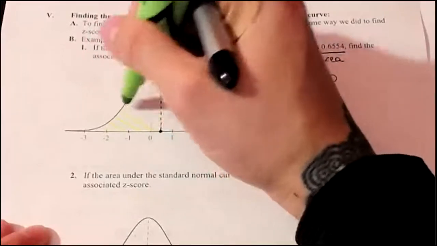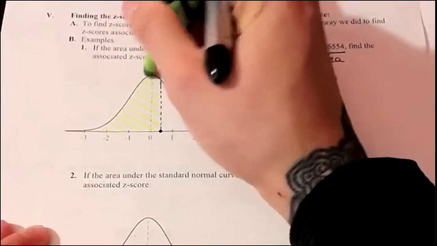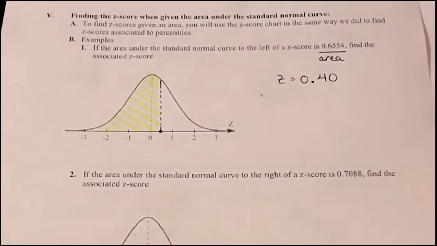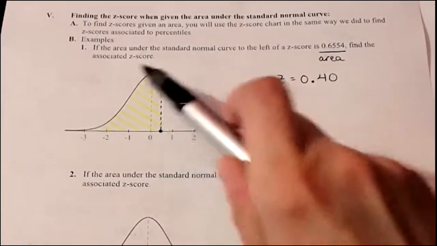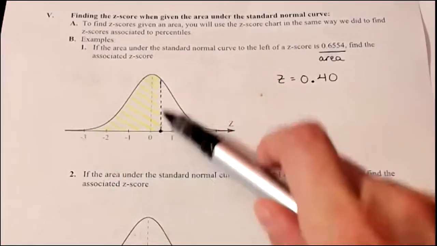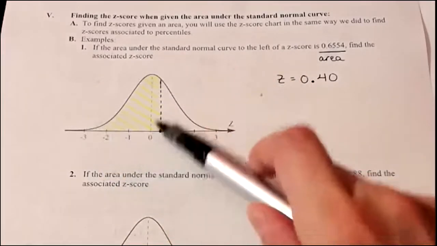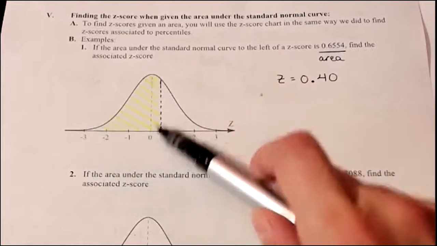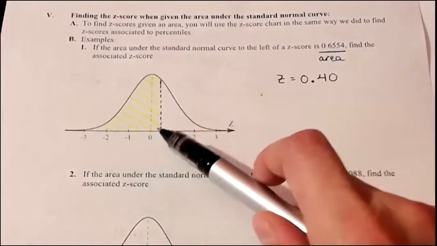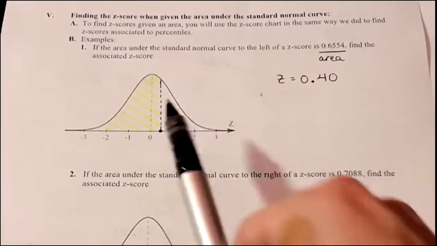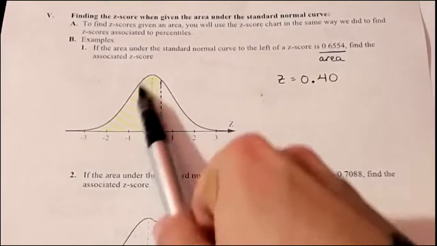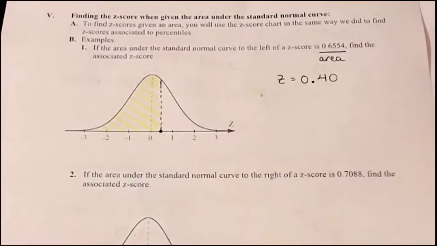So when Donna asked, is 0.6554 the same as 65%? The answer is yes, because look at this area. This is approximately 65% of the population falls within this range. And you know that's a pretty good estimate because up to 0 is 50%. So anything more obviously is going to be more than 50.